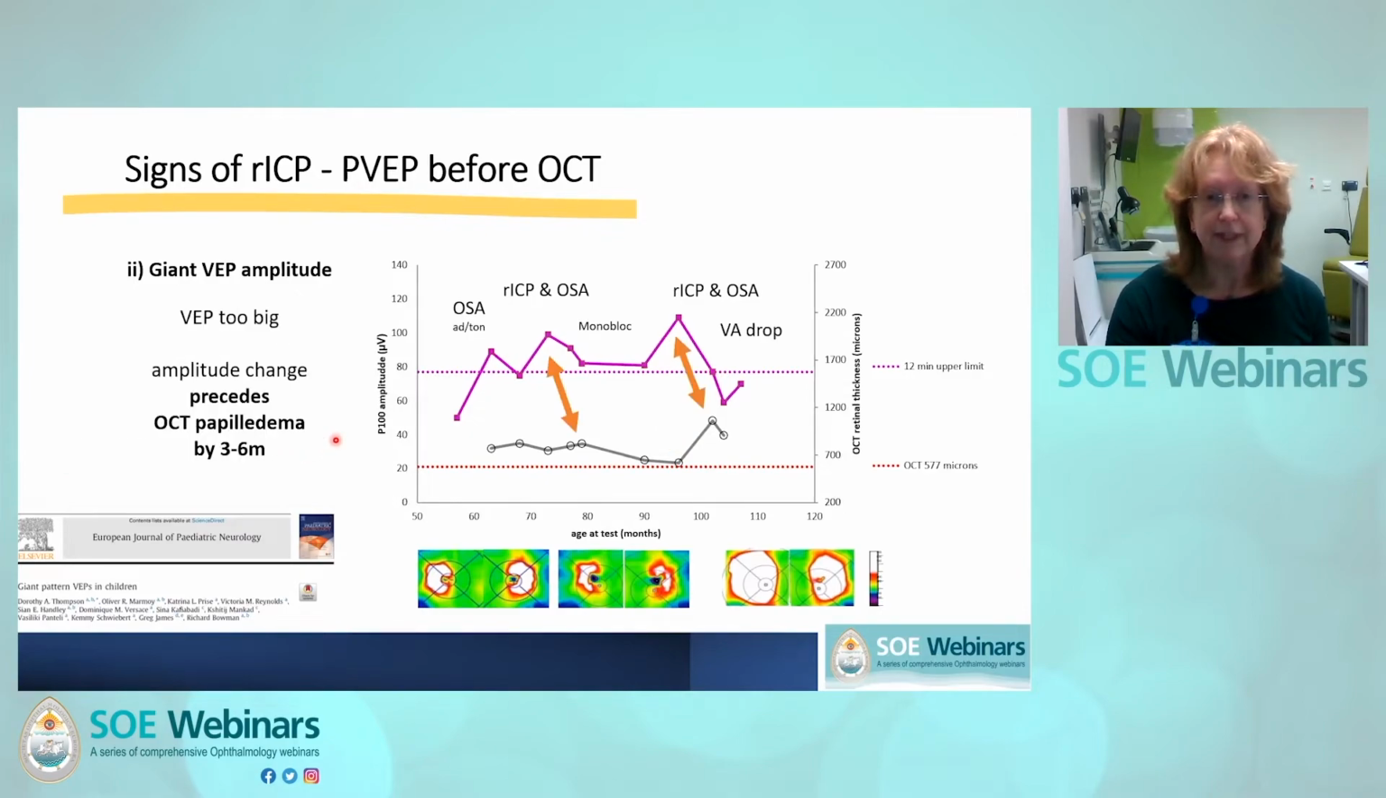My reason for including it is to show how, when we get giant VEPs, there is a lag of 3 to 6 months before we get a papilloedematous appearance and a change. You see that as the hotspot here. So function is preceding structure.